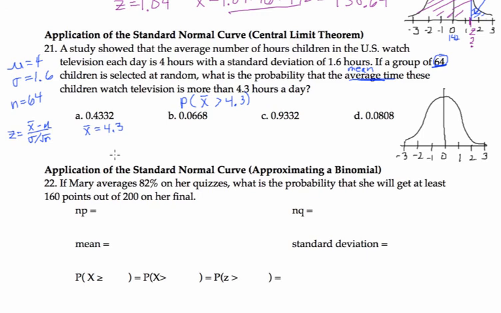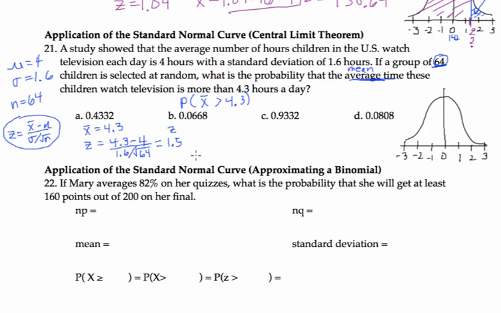What's the probability that it's going to be over that? So I need to find the z-score that goes along with that. I'm going to use this formula right here. X bar, that's the mean that I have, 4.3, minus the population mean, 4, divided by the standard deviation, 1.6, divided by the square root of n, the number of people in our sample, 64. That z-score ends up to be 1.5. Okay, that's the z-score I'm looking at.